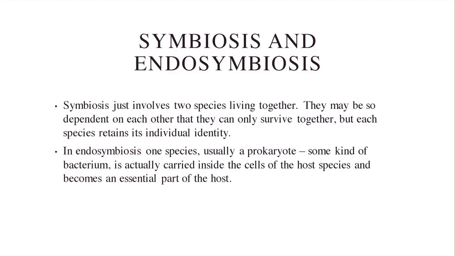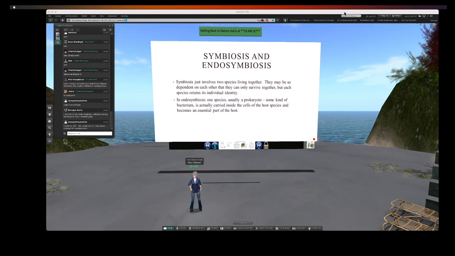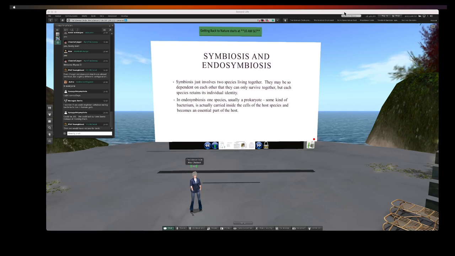Symbiosis is just two species living together, and they may be so closely associated, like lichens, for example, that they can only survive together, but each species still retains something of its original identity. In endosymbiosis, one species, nearly always a prokaryote or some kind of bacterium, is inside the cells of the host species, not necessarily in all of their cells, but in at least some. It therefore becomes an essential part of the host and has to be transmitted to the progeny of that host organism.